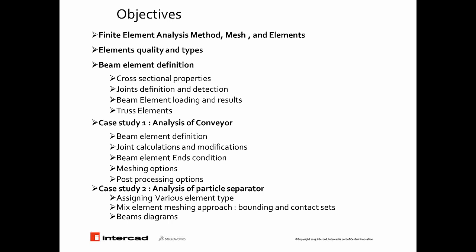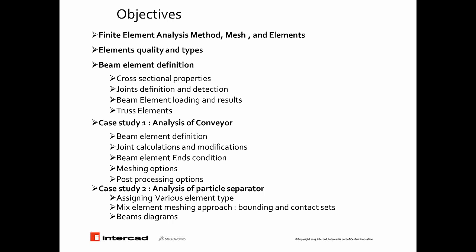case study is purely considering beam elements on a structure which is a conveyor, and we're trying to understand how we can define the beam elements on such a structure, looking at the practical ways of joints calculation and modification on the number of joints, conditions, mesh options, and post-processing.